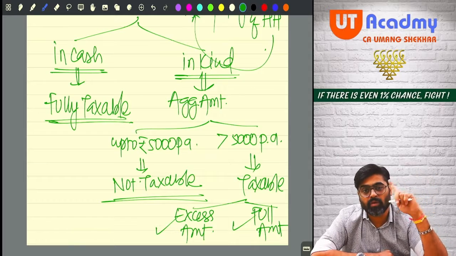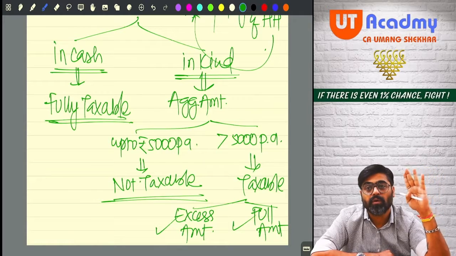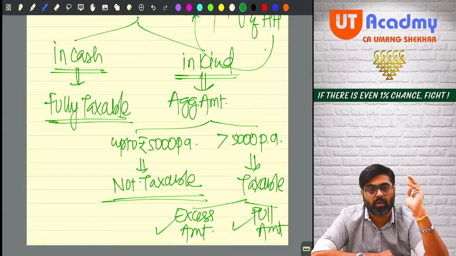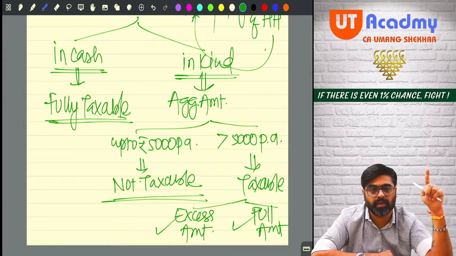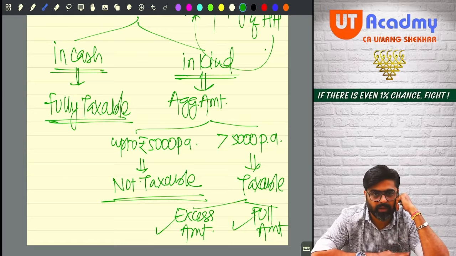And we will write a note also that in the absence of any specific information in the rules, we have charged the entire amount of gift since it was more than 5000. Alternatively, the excess can also be charged. Full stop. That's it. Will you be able to write like this? Everyone? Sure? Should I move ahead?